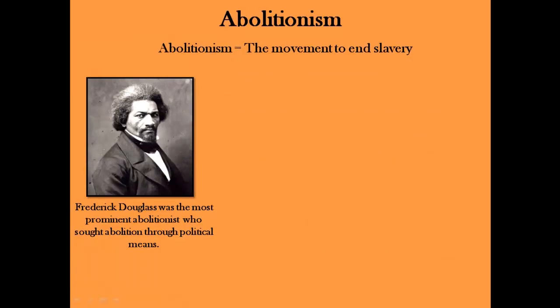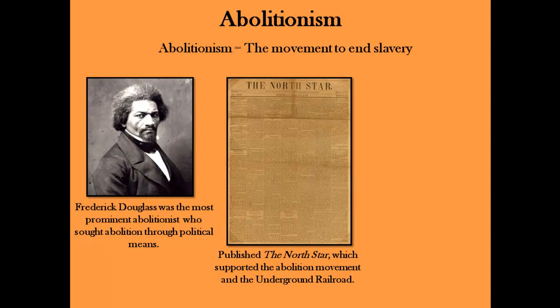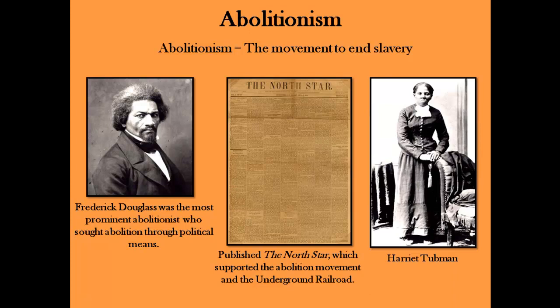Frederick Douglass was another abolitionist who thought that slavery should be ended through the political process. Douglass was a freed slave from Maryland, and we'll talk a lot more about Frederick Douglass when we get to the Civil War. But Douglass published a newspaper, the North Star, that was anti-slavery and supported the Underground Railroad, which was a system of escape routes for slaves from the South to the North and Canada. Thousands of slaves found their way to freedom through Harriet Tubman's Underground Railroad.